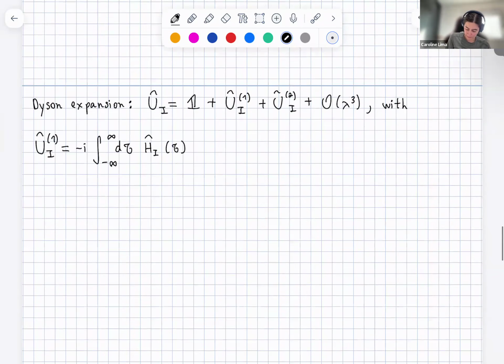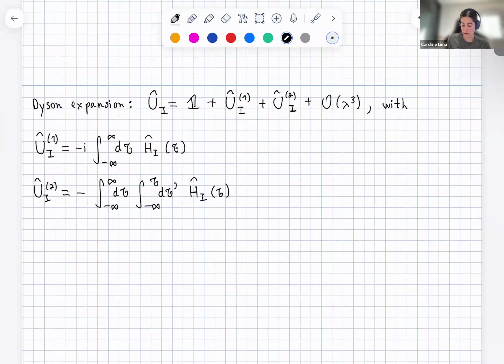Then the second one is going to be given by minus the integral between minus infinity and infinity of d tau, and then again from minus infinity to tau of d tau prime, and then here I just have H_I of tau, H_I of tau prime.